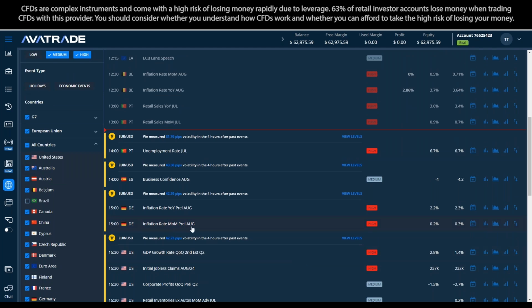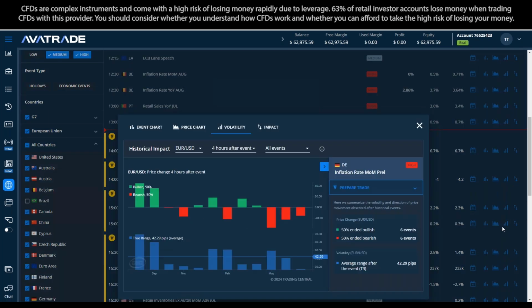And so if we go to an announcement that is deemed a bit more significant, maybe this announcement out of Germany, inflation rate, okay, we've got it ranked as a high level announcement, and we've got year over year data and month over month data on inflationary data coming out of Germany. Now, the expectation is a slight drop in inflation from 2.3 to 2.2 year over year, and from 0.3 to 0.2 month over month.